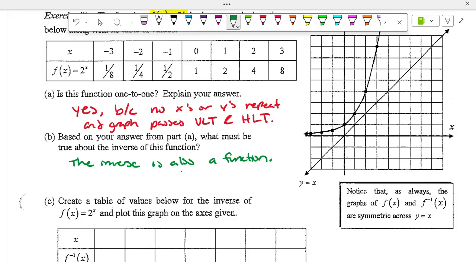All right? Because sometimes, for example, say I had a quadratic graph. The inverse would look like this. Is that a function? No. It automatically fails the vertical line test. That's what I mean.